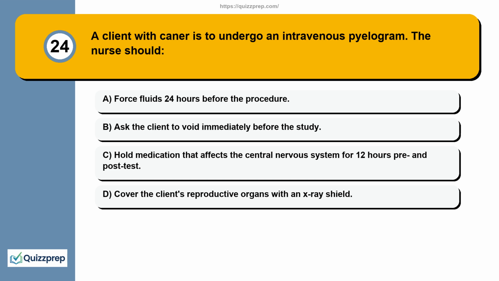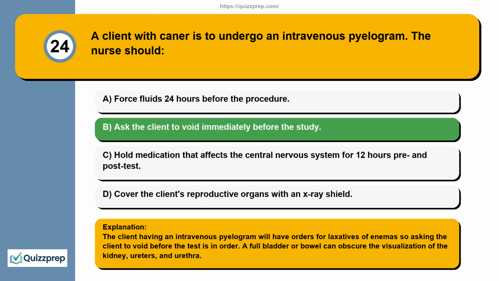Question 24. A client with cancer is to undergo an intravenous pyelogram. The nurse should force fluids 24 hours before the procedure. Ask the client to void immediately before the study. Hold medication that affects the central nervous system for 12 hours pre- and post-test. Cover the client's reproductive organs with an X-ray shield.